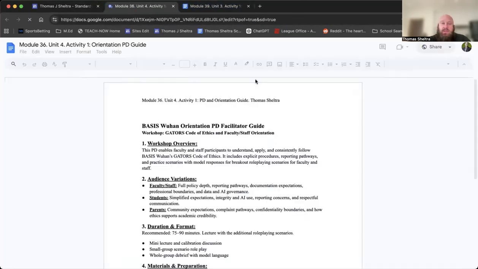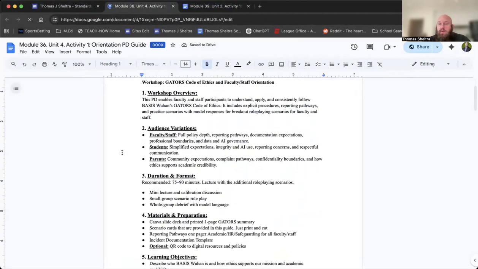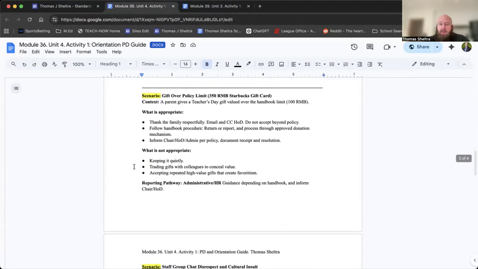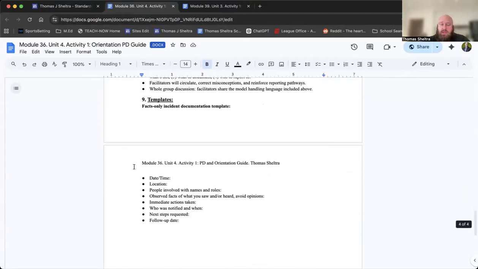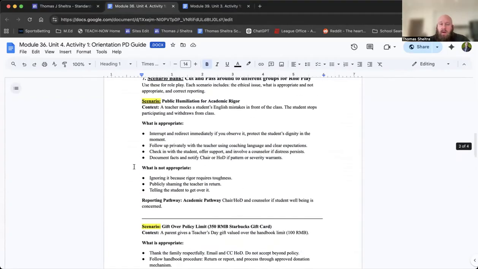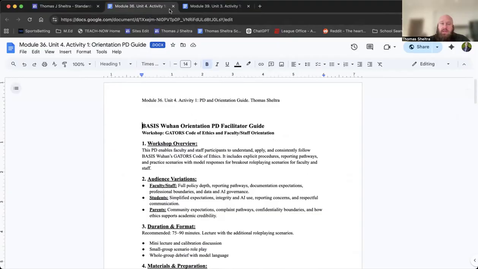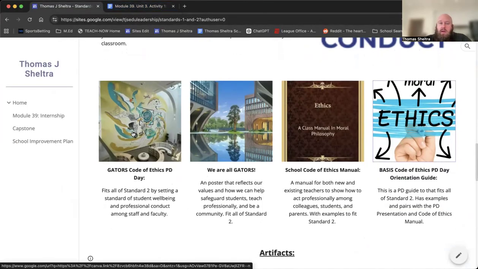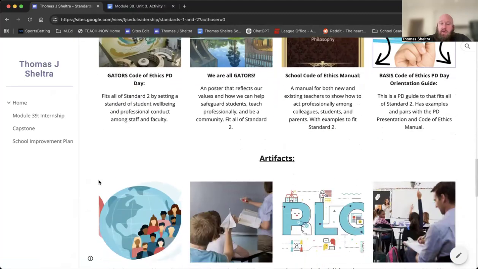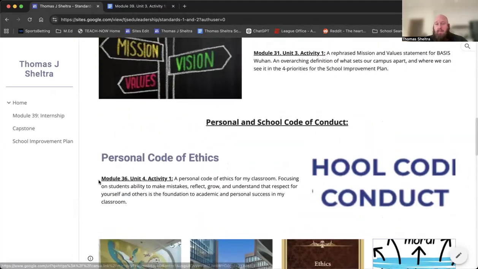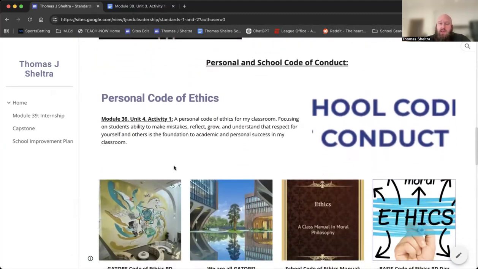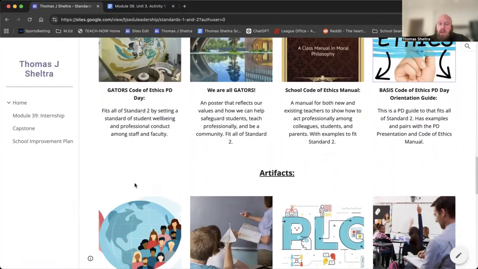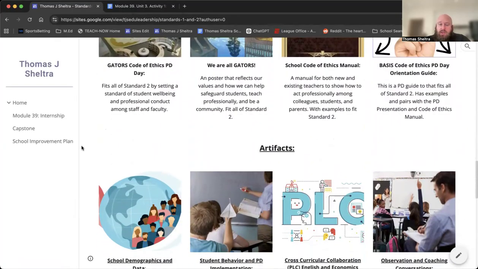And then the next is to pair with the professional development presentation. This would be a guidebook for anybody who wants to teach or go over that orientation. Basically, a little manual guide to how they can go through that presentation. So I believe, with our mission and values and a personal code of conduct, it fits standards one and two through all of the guiding questions.